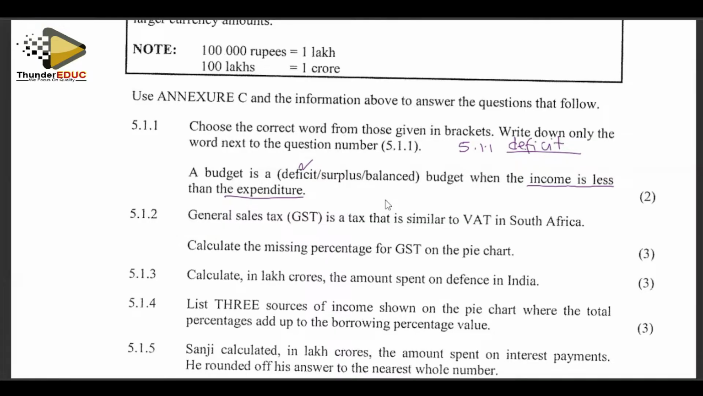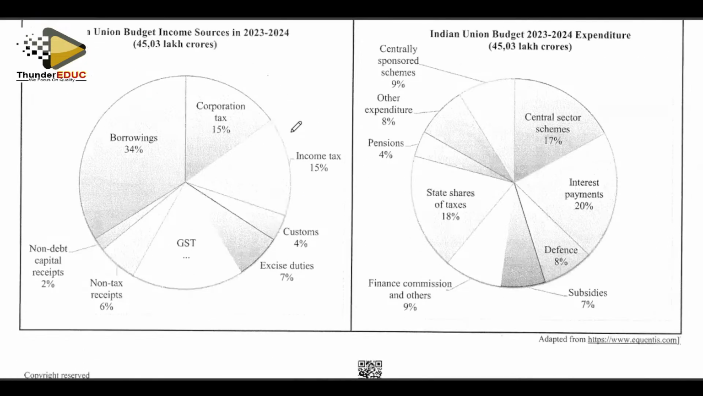All right. The general sales tax, GST, is a tax that is similar to VAT in South Africa. Calculate the missing percentage for GST on the pie chart. First and foremost, go to the pie chart, look for GST. Which side is it? It's this side. It's missing here. Another thing, analyze what's given to you. These are percentages, they're not degrees. So these percentages have to add up to 100.